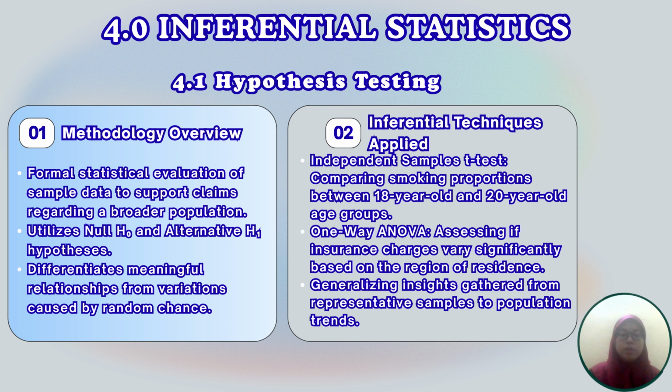The process begins with a binary framework, and we establish a null hypothesis, which is the status quo, and an alternative hypothesis, which is our research claim. We then use the p-value and predetermined significance levels to decide which hypothesis the evidence supports. Our primary objective here is to filter out the noise. For example, when we ask, is the relationship we found statistically meaningful or is it just a fluke, random chance?